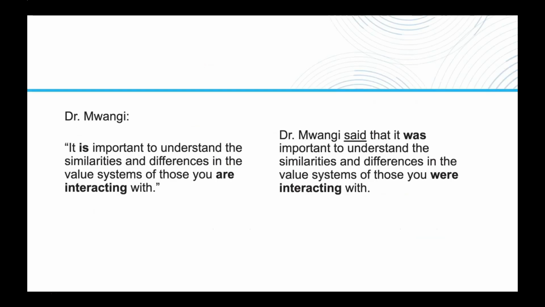So, for our earlier example, I will write, Dr. Mwangi said that it was important to understand the similarities and differences in the value systems of those you were interacting with. Here, I changed the simple present "is" to "was," and the present progressive "are interacting" to "were interacting." Notice that the simple and progressive forms of the verbs stay the same, but the tense of each verb has shifted from the present tense to the past.